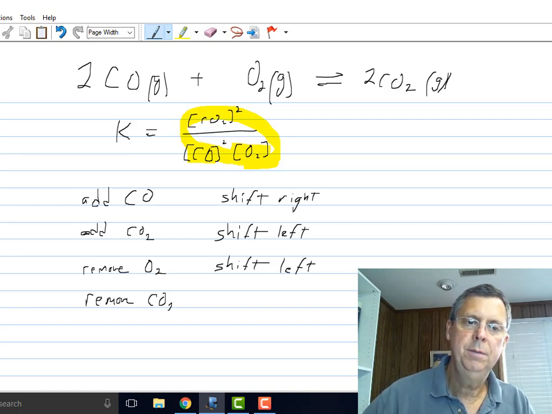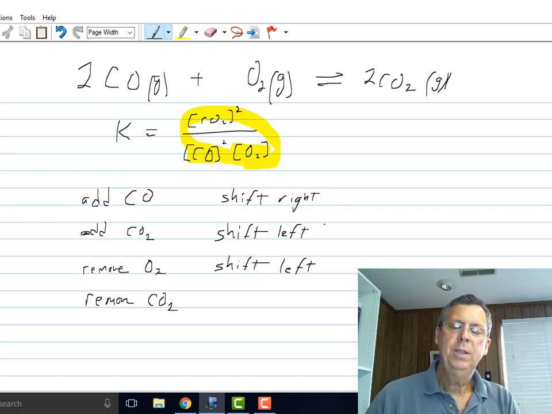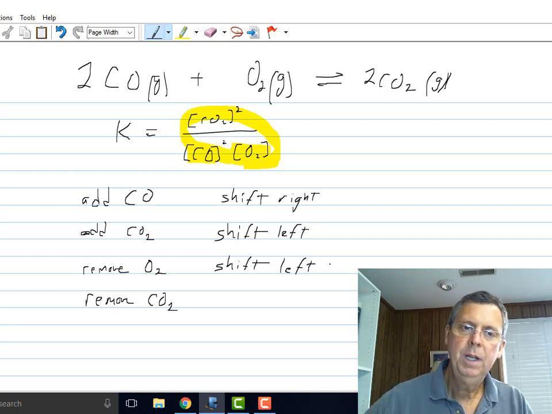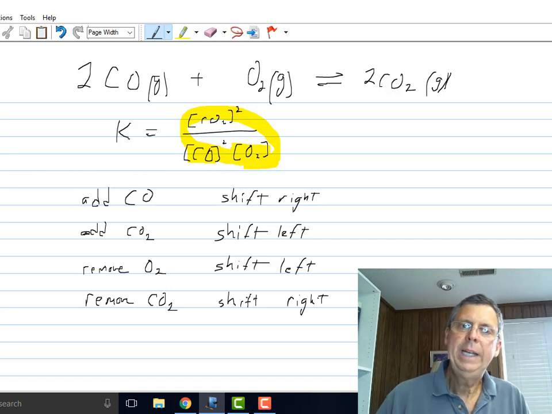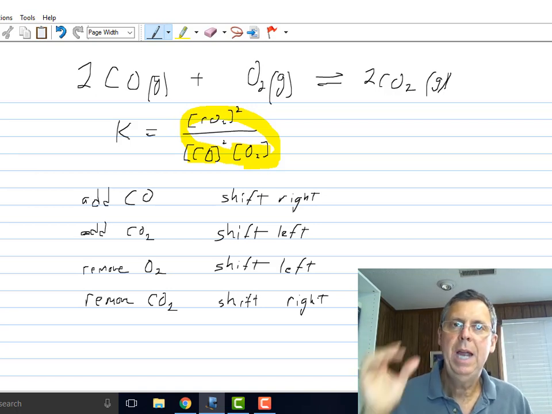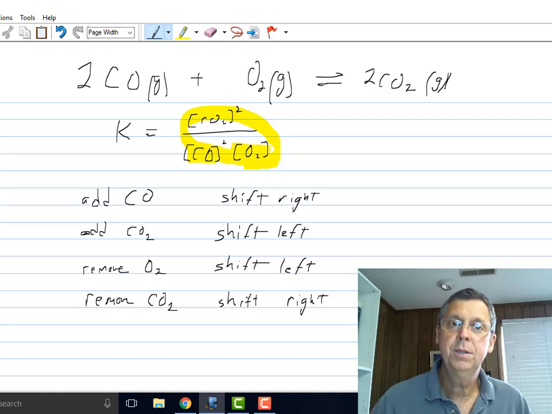By the same token, if we were to remove carbon dioxide instead, now we're removing the product. That's going to make our reaction quotient smaller. To reestablish equilibrium, the process will have to shift back to the right and form more of our products to reestablish equilibrium. Again, this is a qualitative way of looking at what's happening in the equilibrium process.